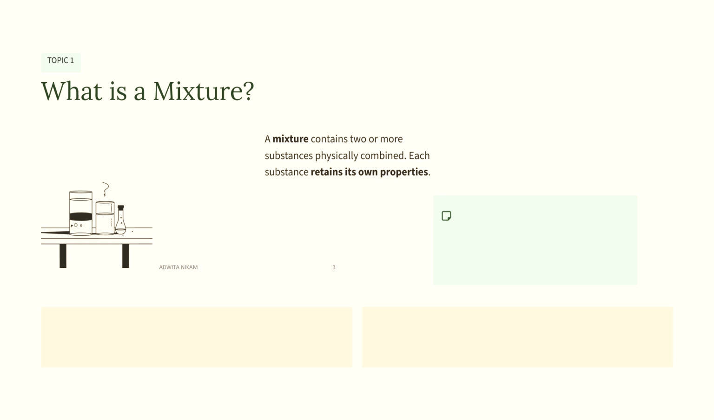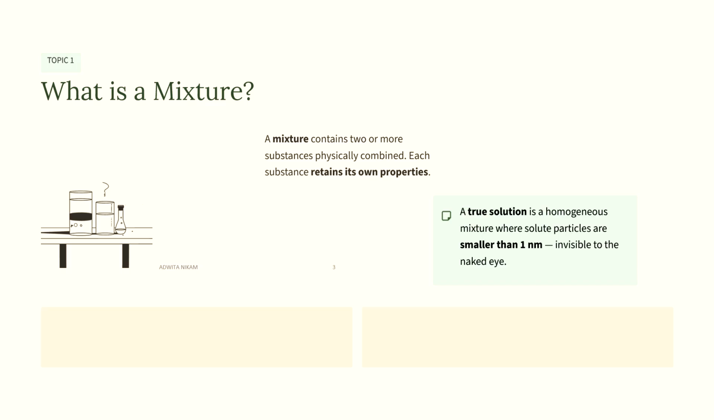Let's start with the most basic question. What exactly is a mixture? Imagine your mom is making a lemonade. She adds water, sugar, and lemon juice. Now tell me, did any new substance get created? No, the ingredients are simply mixed together, and that's exactly what a mixture is. A mixture is formed when two or more substances are physically combined and each substance still keeps its own properties.